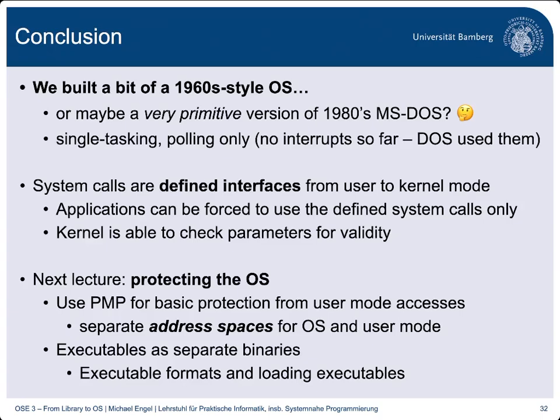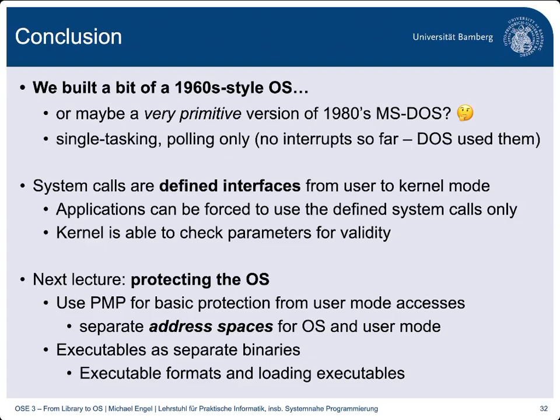If we could do this, we haven't done this yet, we would have built a 1960s style OS, or maybe a very primitive version of MS-DOS. If you had done this more than 40 years ago, you would be a billionaire now. Well, Bill Gates actually bought MS-DOS from a programmer and just paid this programmer $50,000 for it. And Bill Gates became a billionaire, not that poor programmer. It's single tasking. It would only be polling. We didn't discuss interrupts yet. DOS used them, so it's not quite DOS what we're writing.